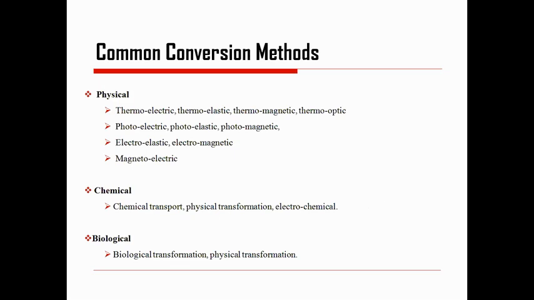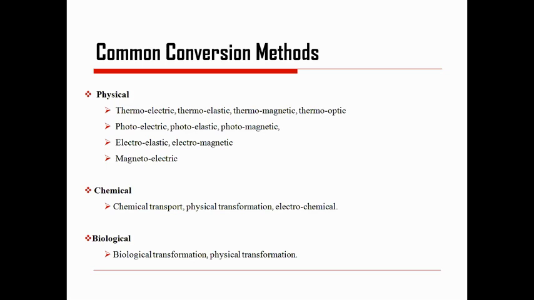First one is your physical: thermoelectric, thermoelastic, thermomagnetic, thermooptic, or photoelectric, photoelastic, photomagnetic, electroelastic, electromagnetic, or magnetoelectric. So these are nothing but the physical parameters that we convert, thermal quantities converted into electrical. Now temperature is converted into volt. That is the best example.